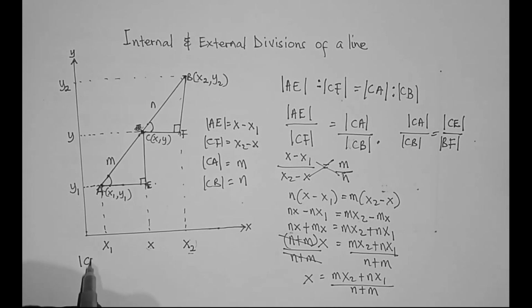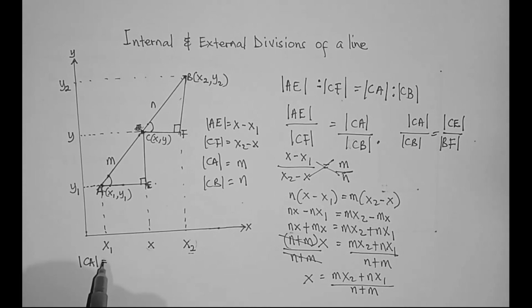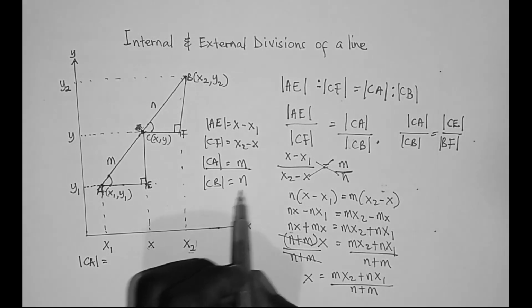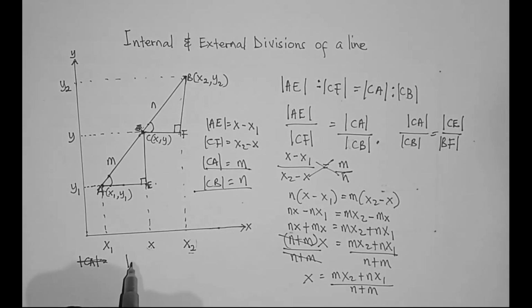What is the magnitude of CA? CA, it is m. Okay, we already have CA here. We have CB here. So we are done with this portion. So let me find the magnitude of CE.